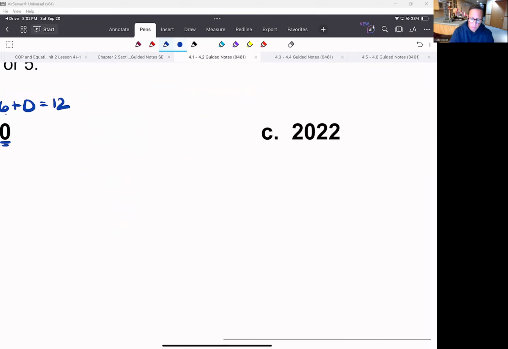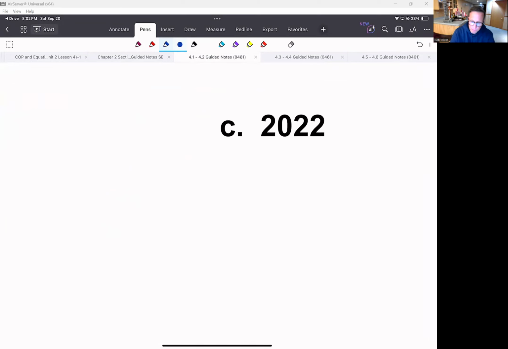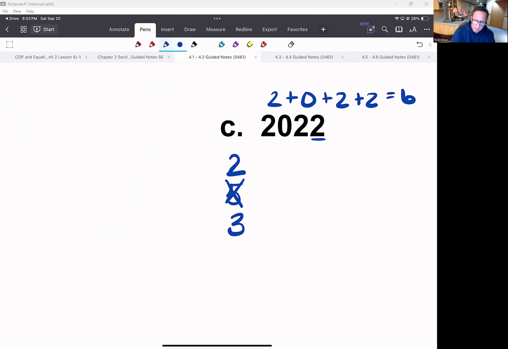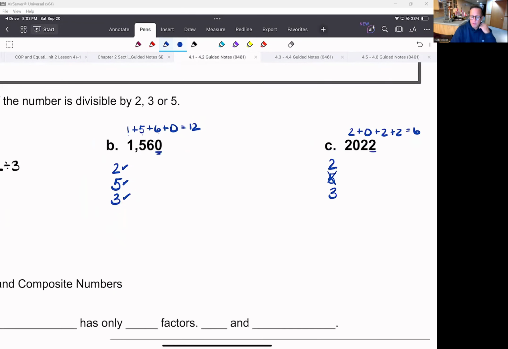And then 2022 is divisible by 2, because it ends in an even digit. It is not divisible by 5. And if you add up all the digits, 2 plus 0 plus 2 plus 2, that is 6, which is divisible by 3. So there you go.